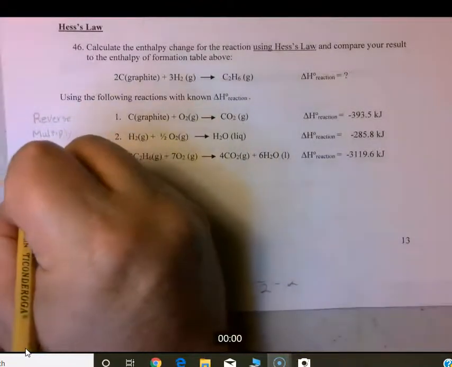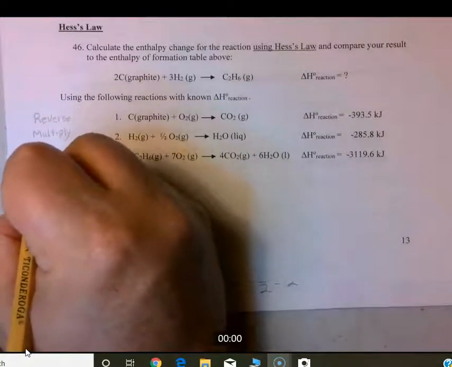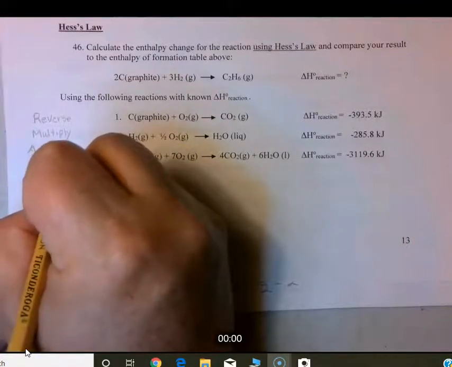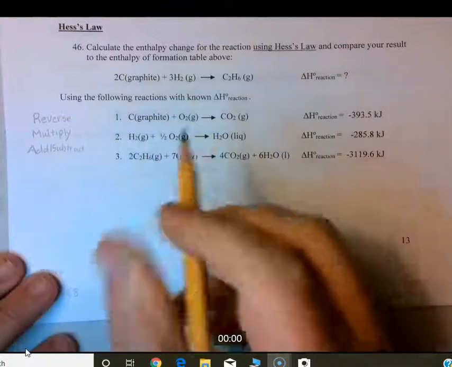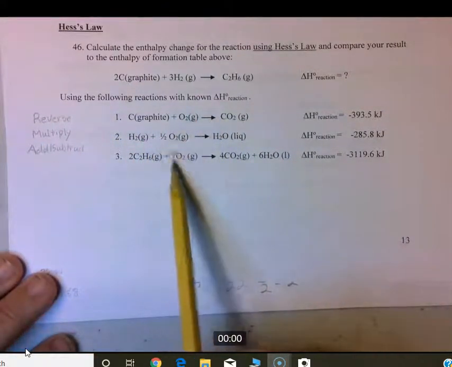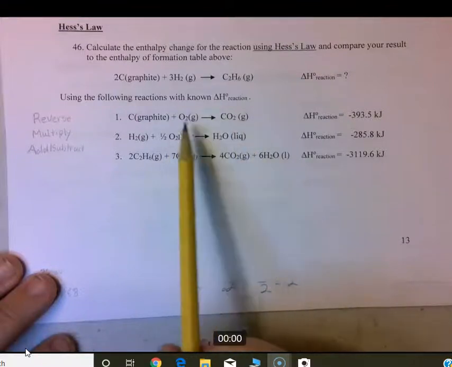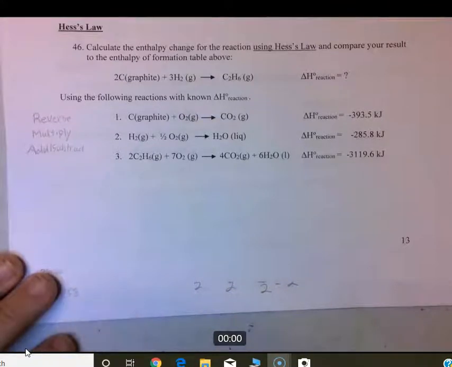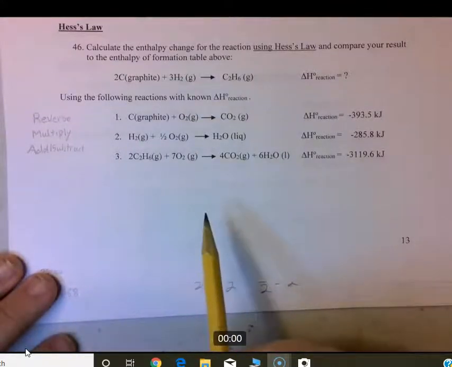And then the third thing you can do, and you do this at the very end, is you add, subtract. So you can add substances that are on the same side of the arrow together, or subtract 2 of the same substances that are on opposite sides of the arrow. So you get a chance to see all 3 of these in this problem. Okay, so let's go ahead and do this one.